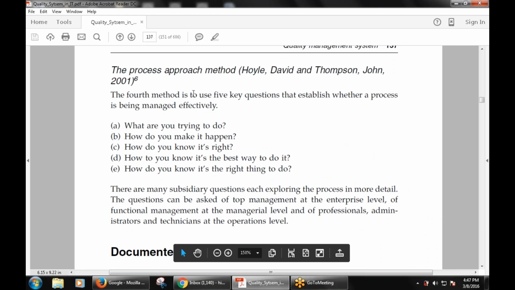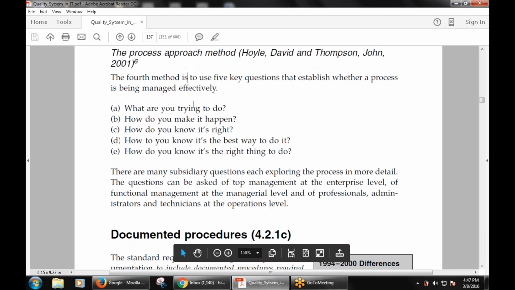Then the process approach model, that is the next part. These are the 5 questions that we answered in the process control or process approach method. That is, what are you trying to do? That means, what's your main purpose? What's your main target? And how do you make it happen?